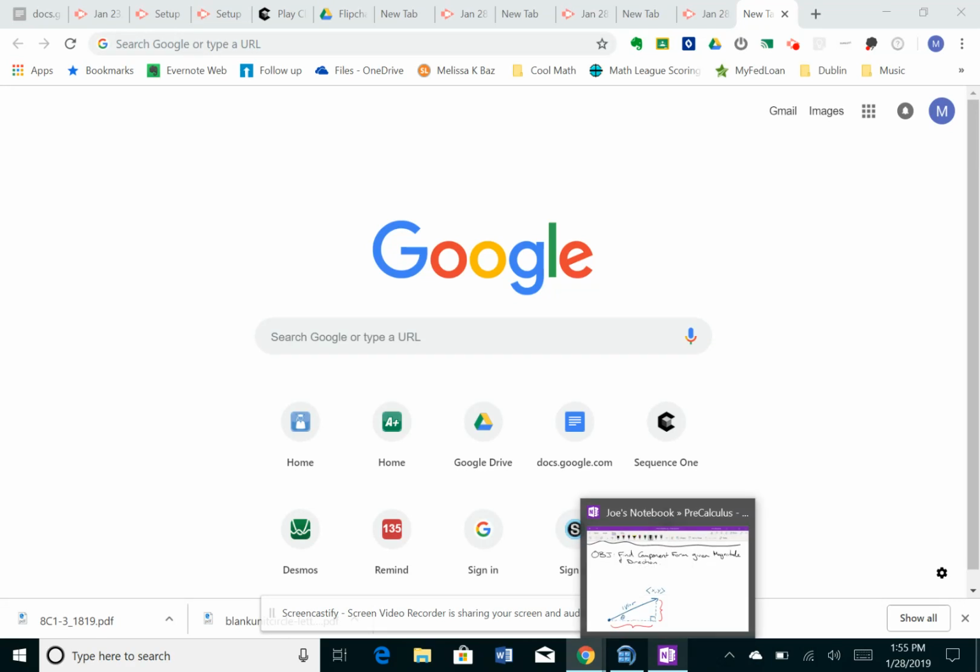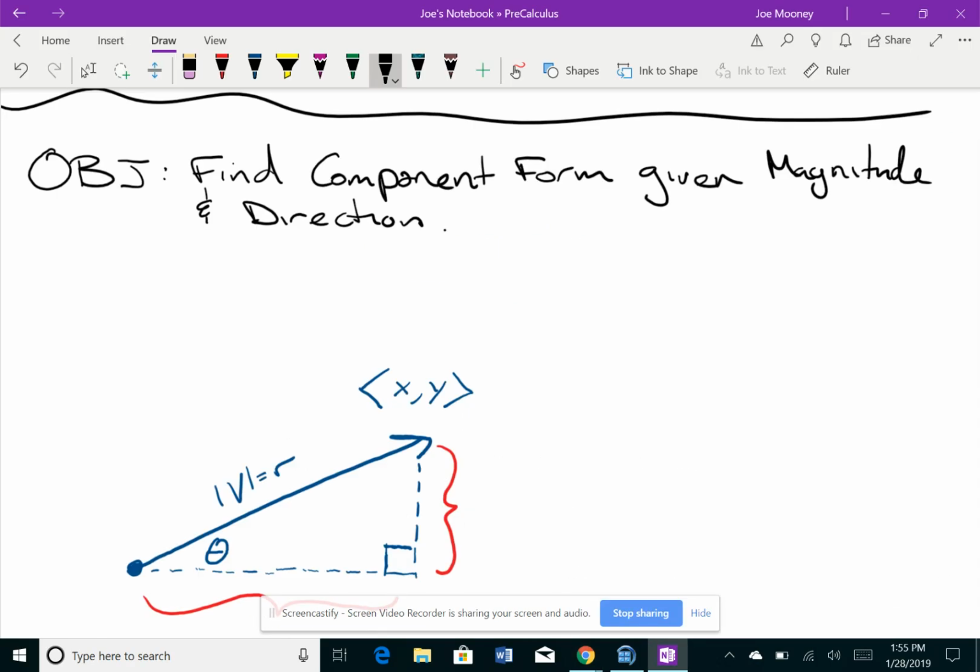All right. The way to make vectors easy is to do everything in component form. We can turn anything into component form.